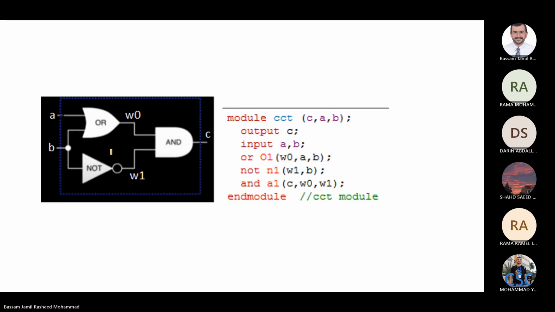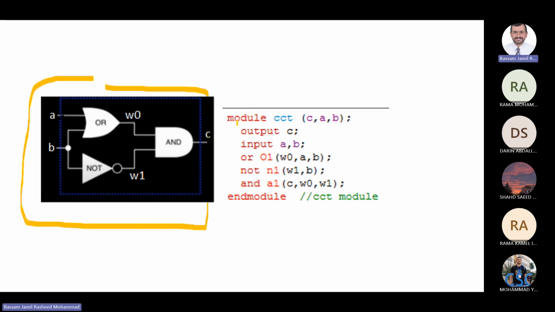Here in this example, we have a mix of components. I'm defining this as my component, so I'm defining a module, and this is the end of the module. This is the name that I chose, CCT. Now, what are the inputs? A is an input and B is an input, and C is my output. Then I describe the connectivity. This is what we refer to as structural Verilog, in which you basically describe the connectivity of the components.